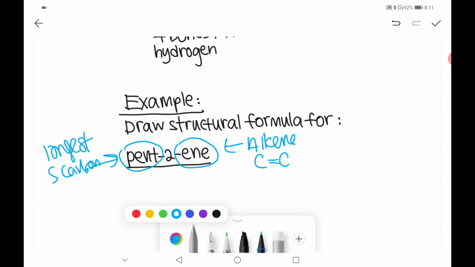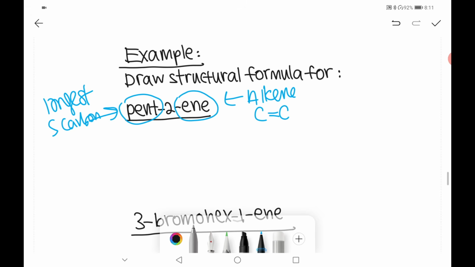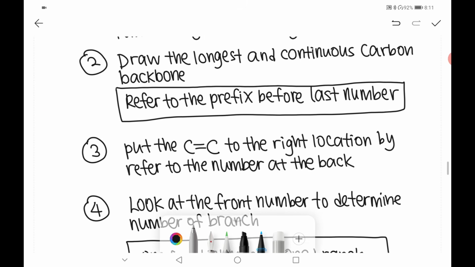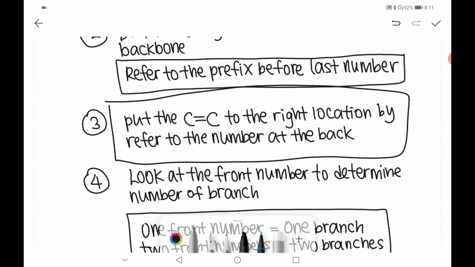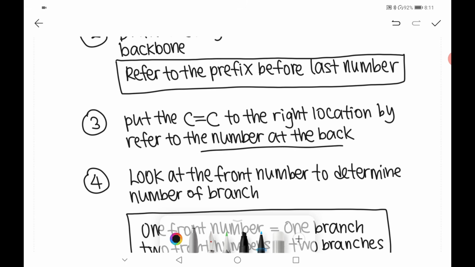So let's draw it. We draw the longest 5 carbons: 1, 2, 3, 4, 5 carbon. All the carbons need to link together first. Then we need to put the double bond in the right location by referring to the number at the back. Look at the number at the back, so we will know where the double bond is.